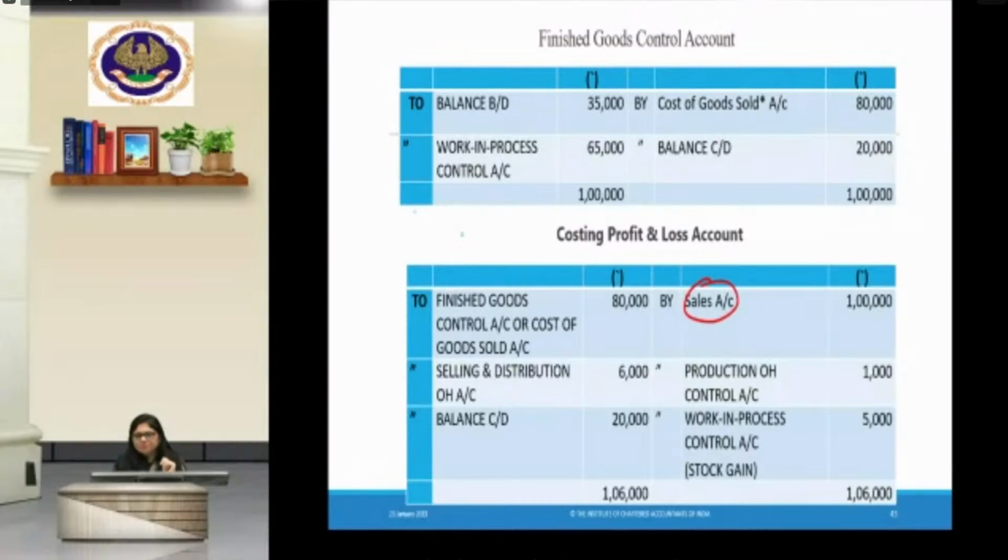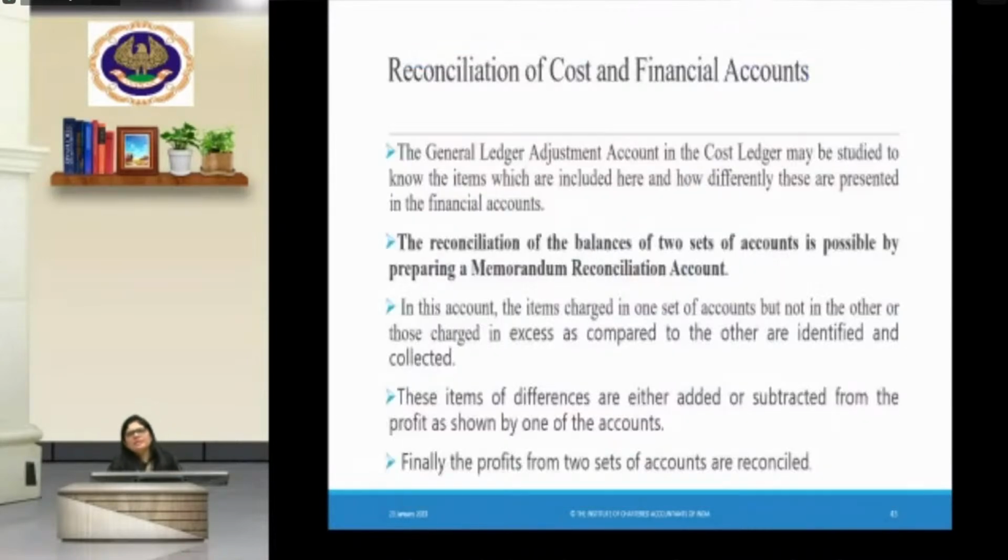I've explained you. We are moving to reconciliation. All right. So students, we have done a non-integrated system. We have done integrated system. Reconciliation is important in which system? Integrated or non-integrated? We have to do reconciliation because we have two different profits.